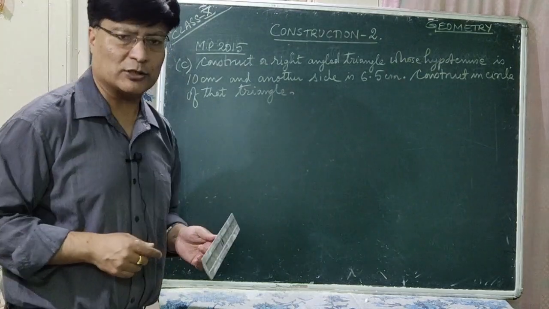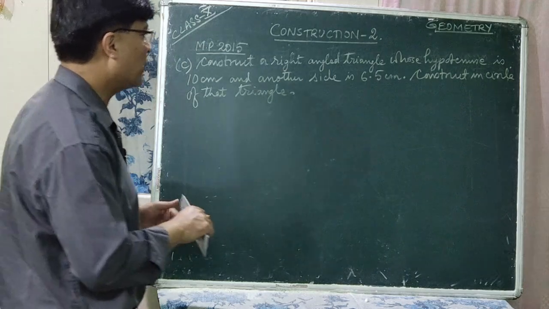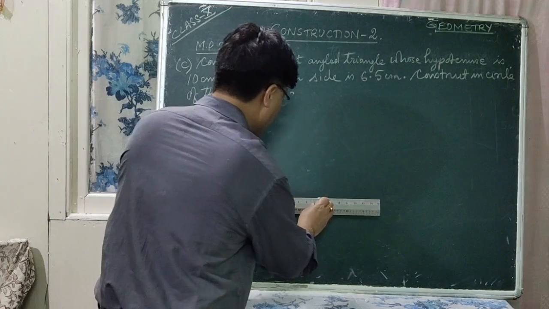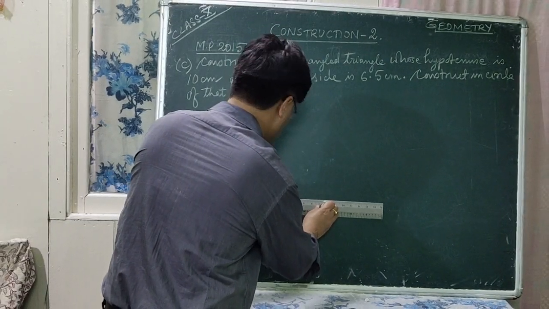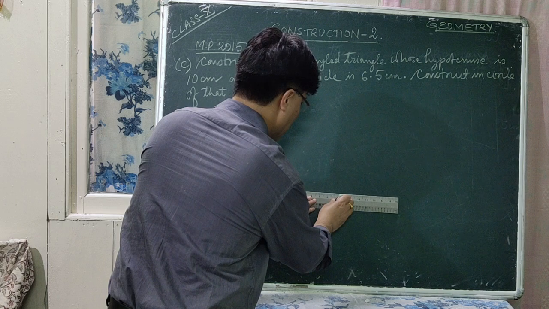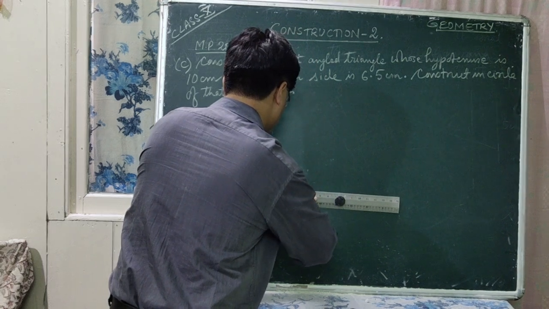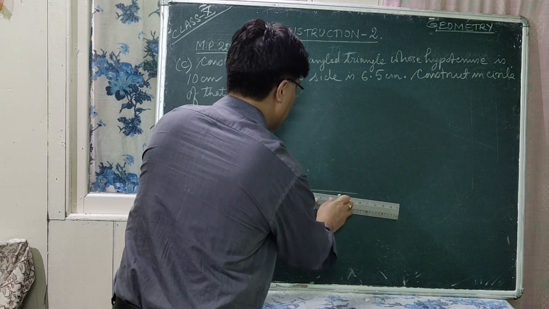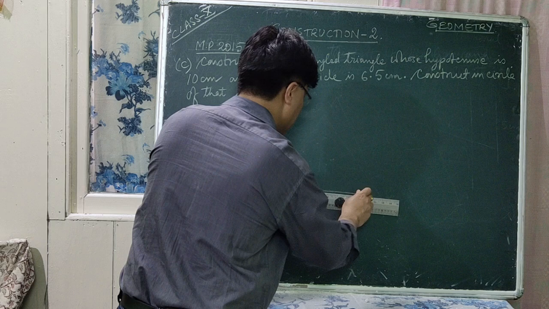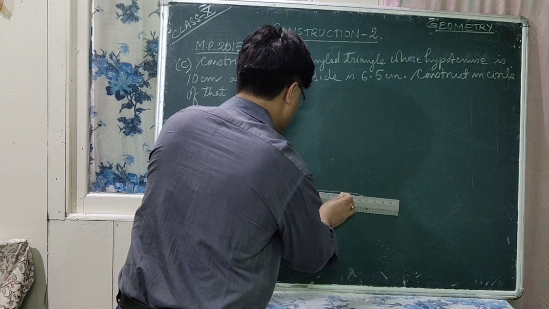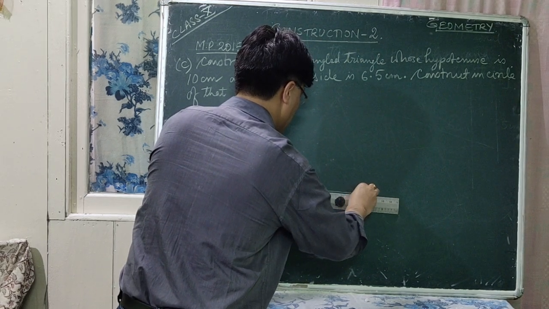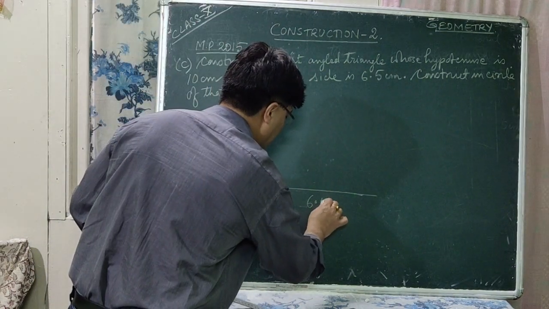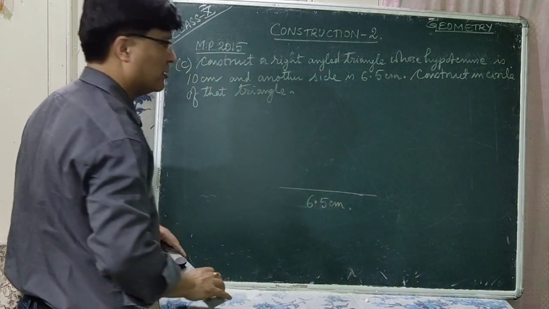So let us do this construction now. First we draw the 6.5 centimeter line. Suppose this is the base, suppose this is 6.5 centimeter, right? Suppose this is of length 6.5 centimeter. Is that clear?